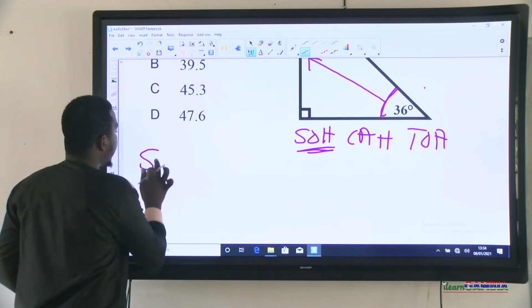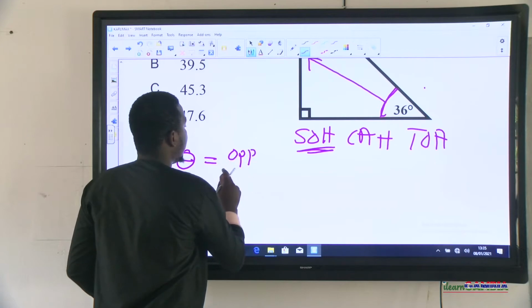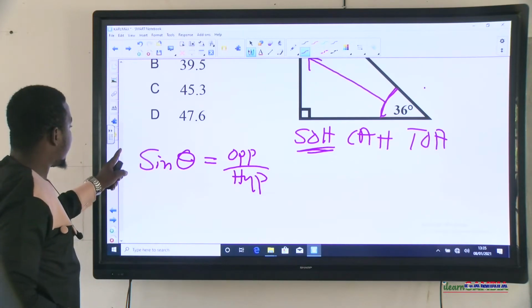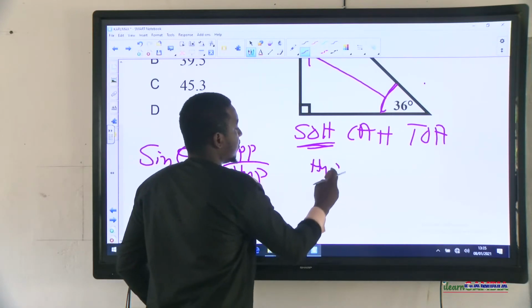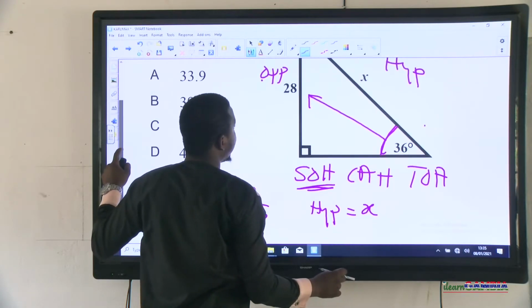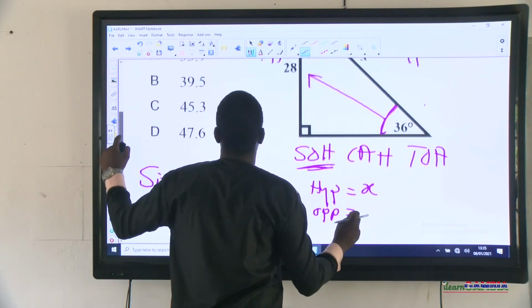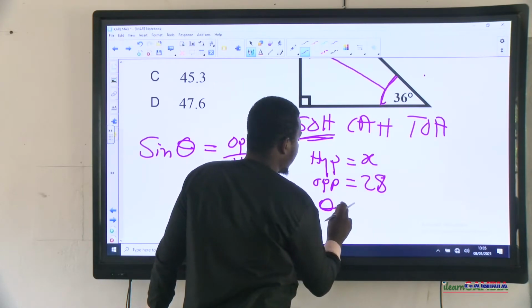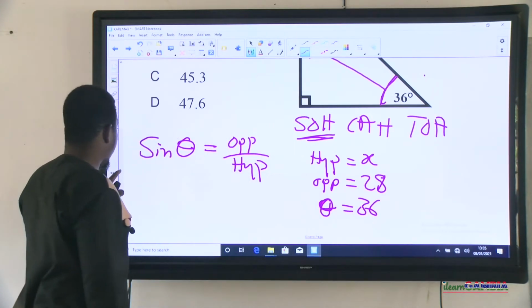So there we have sine theta is equal to what? Opposite divided by the hypotenuse. Sine theta is equal to the opposite divided by the hypotenuse. Now we know that the hypotenuse is equal to x, which is the value that we are trying to find, and the opposite is equal to 28. And theta is equal to 36.